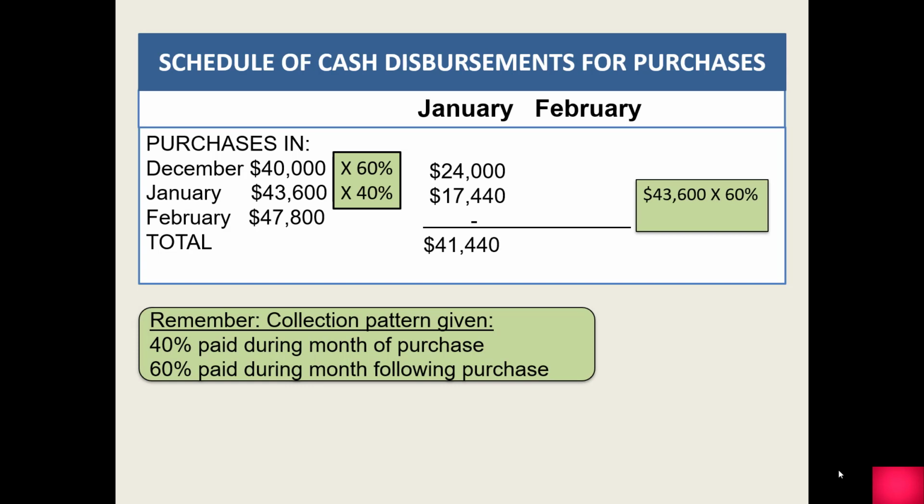In February, we'll pay for 60% of January's purchases and we'll pay for 40% of February's purchases. We will not be paying any of December's purchases because those were paid during December and January in full. So we'll pay for $26,160 of January's purchases during the month of February, and we'll pay $19,120 for purchases made during February, for a total of $45,280.